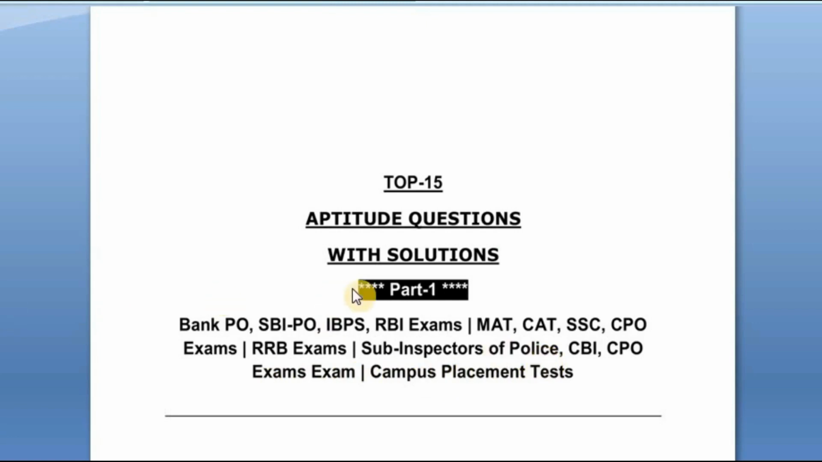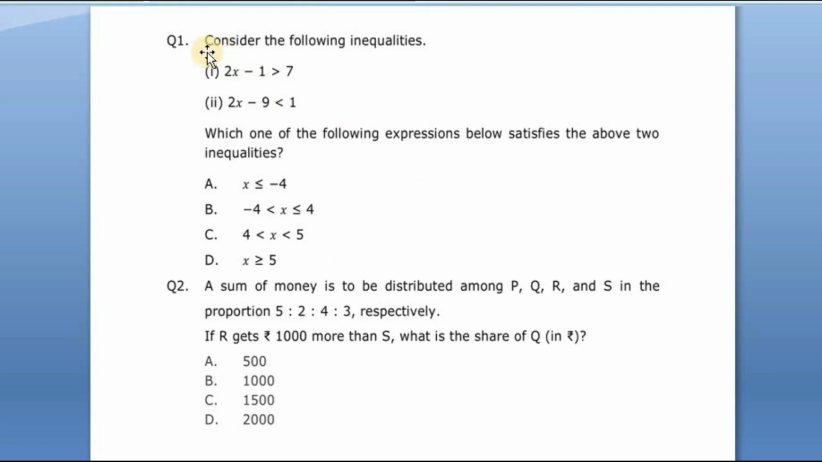As you see here, the first question is: consider the following inequalities. 2x minus 1 is greater than 7, 2x minus 9 is less than 1. Then which of the following expressions below satisfies the above two inequalities?